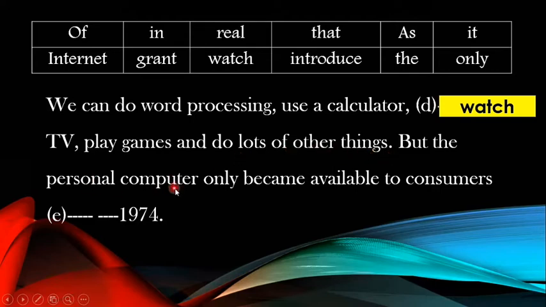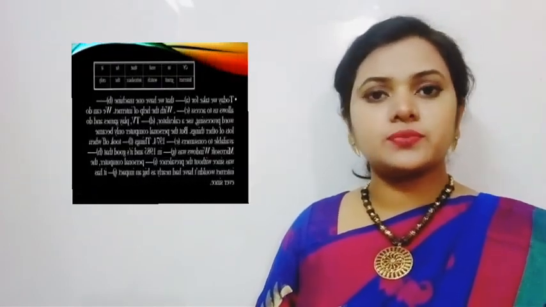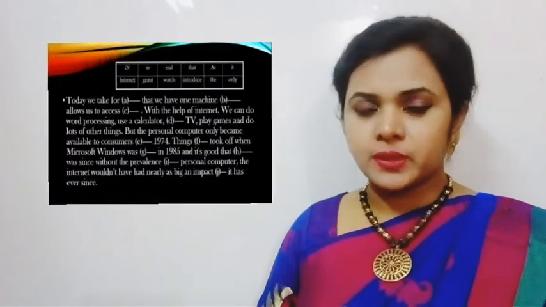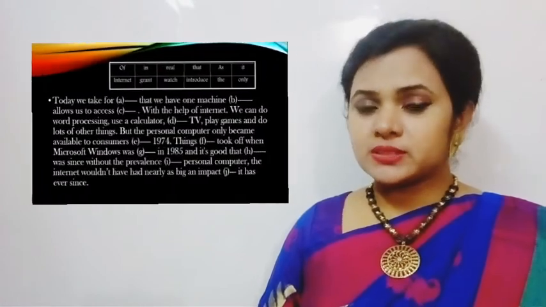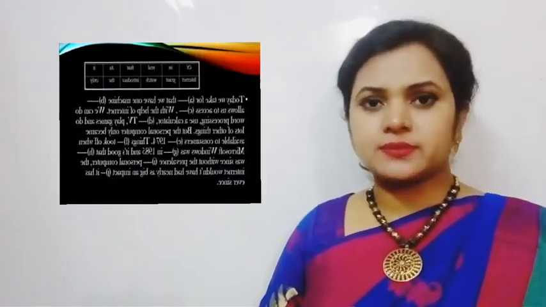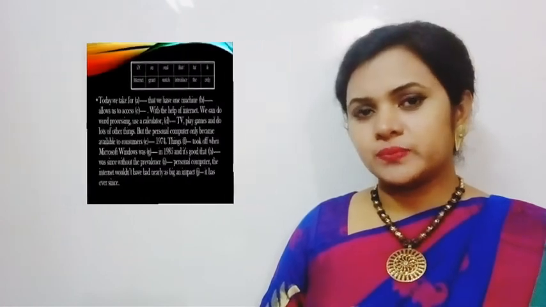But the personal computer only became available to consumers ___ 1974. Here, before the year, we are going to use a preposition, and that is in 1974. My dear students, you must have noticed that all the words that we are using to fill up the gaps are following lots of different grammatical rules. So whenever we are attempting this item, we should be very careful. Now, my dear students, if you have understood the exercise we just have completed, here is another one for you. Let us check whether you can complete them by yourself properly or not.